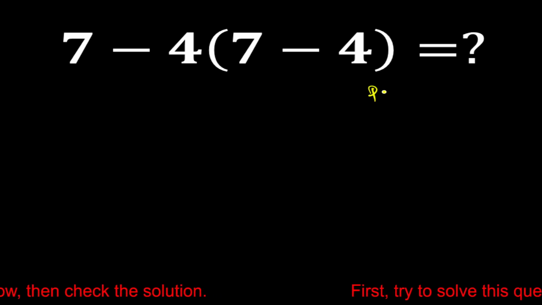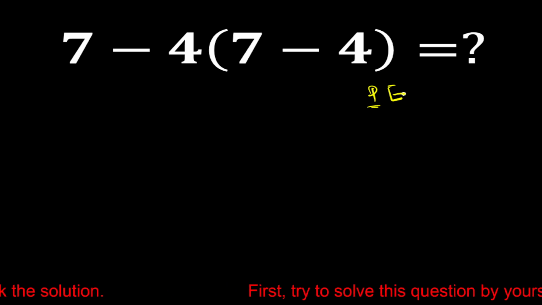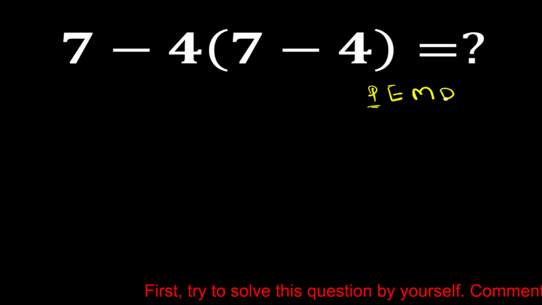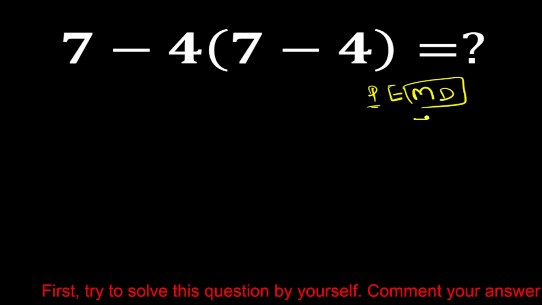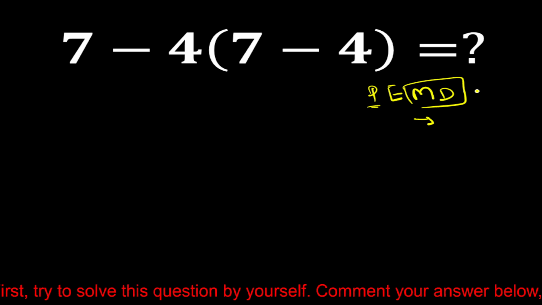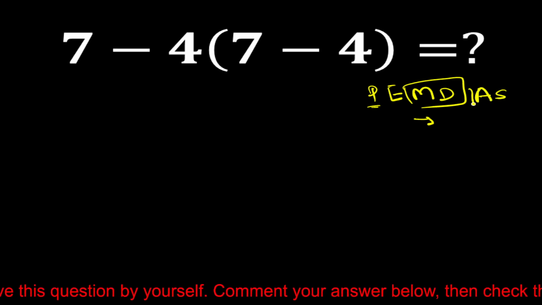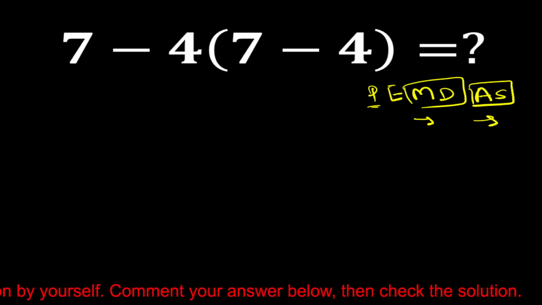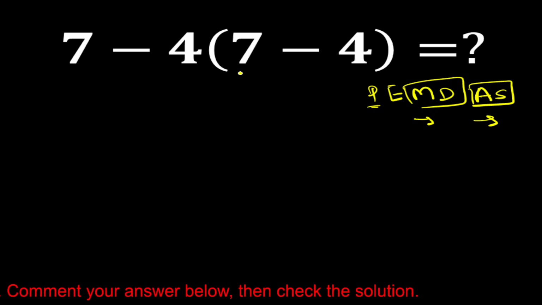according to PEMDAS rule, first we have to solve parentheses, then we have to solve exponent, then we have to solve multiplication and division. Multiplication and division have same priority. Therefore, we have to solve it from left to right. Then we have to solve addition and subtraction, which also have same priority, and we have to solve it from left to right. Okay. So now let's solve this expression correctly.